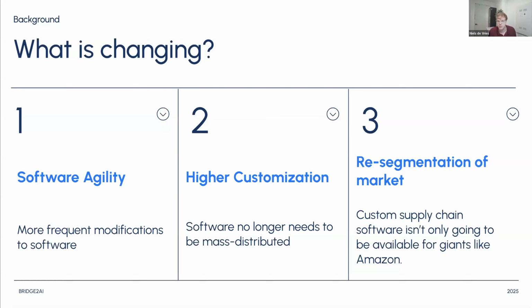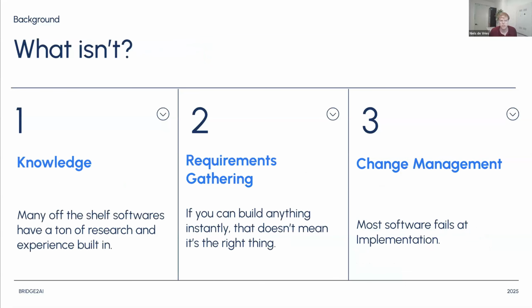And so this is causing a bit of a resegmentation of the market. Before, custom software was only available to the very biggest of giants. You have Amazon and Tesla, they all have their own internal supply chain software that they use day to day. And now we're making it more accessible for mid-sized manufacturers to create their own custom software. Now, some things haven't changed. What hasn't changed is the knowledge required to create the software and create the processes that will run your business.